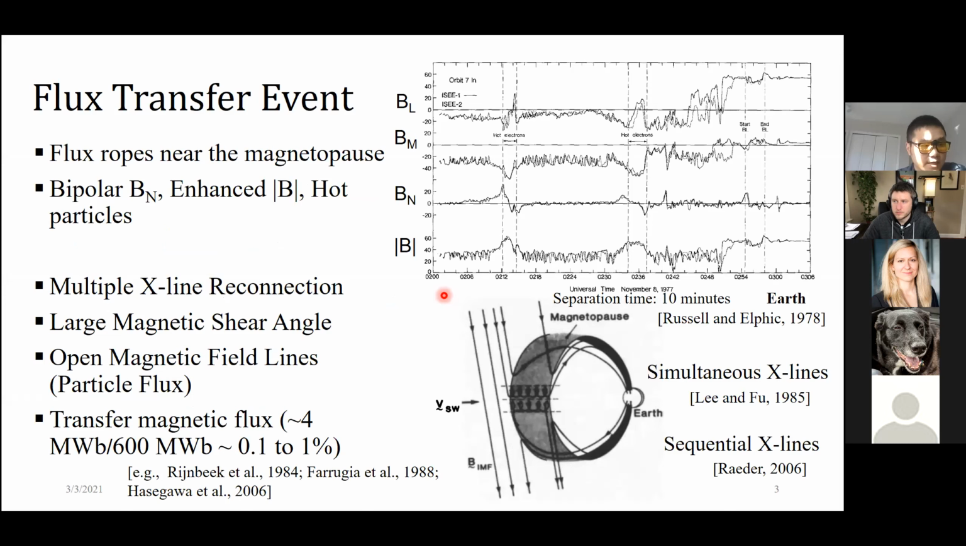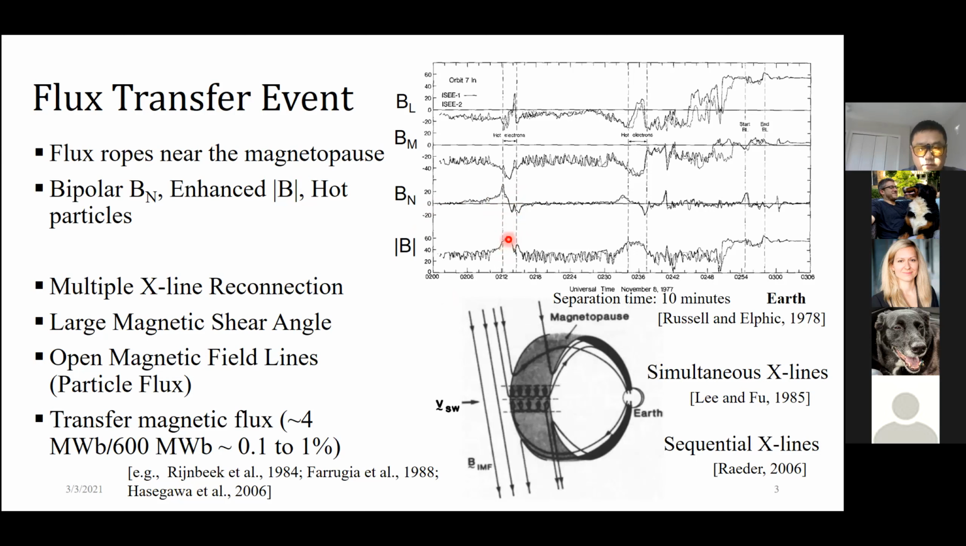So in this presentation, we focus on the flux ropes. That is the core of the flux transfer event. The flux transfer event contains a bipolar signature in the normal magnetic field component. That's shown here in this panel, the bipolar signature. And in the center, since it is a flux rope, it contains an enhancement in the total magnetic field.